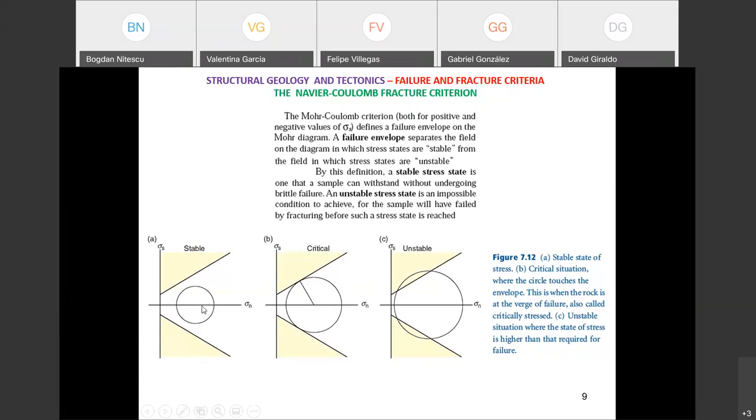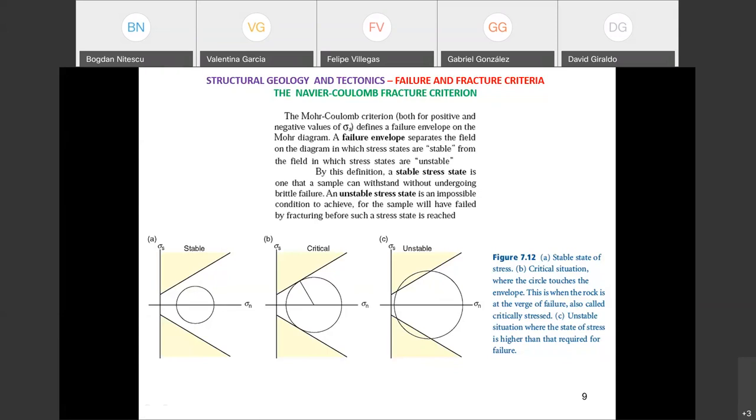So what happens, as I was discussing with Gabriel, is that if you have an increase in pore pressure in this rock, the effective stress will decrease. The actual stress that the rock grains feel is sigma 1 minus the pore pressure, sigma 3 minus the pore pressure, because the pore pressure basically tries to push on the grains, and the grains push one against the other.